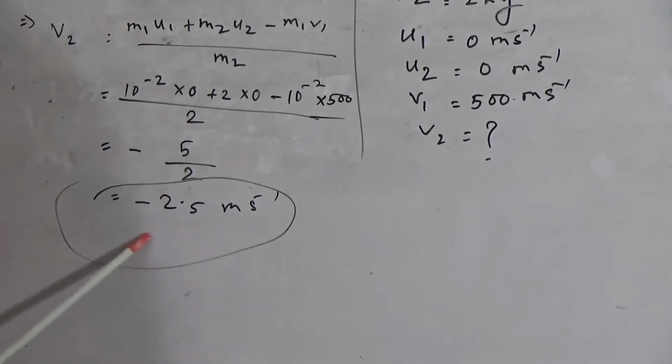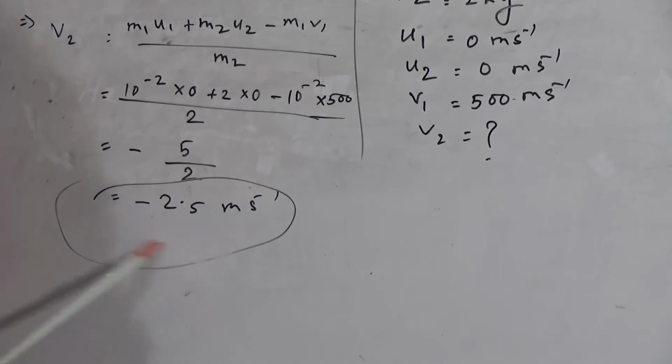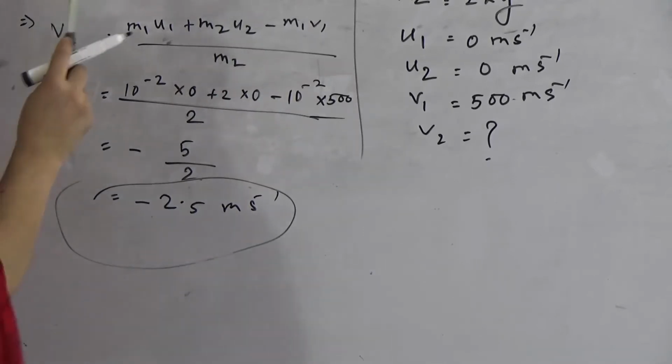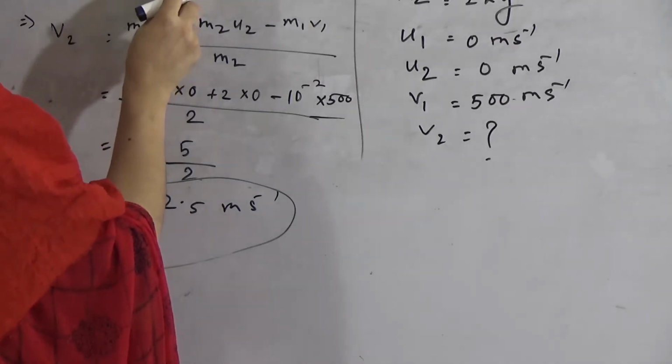The velocity of the gun is negative, so the gun will move backward. Okay, now come to problem number 2. What is the question? See this question.